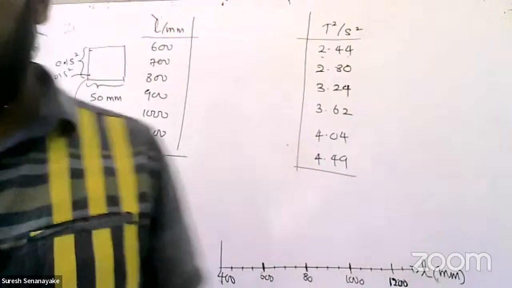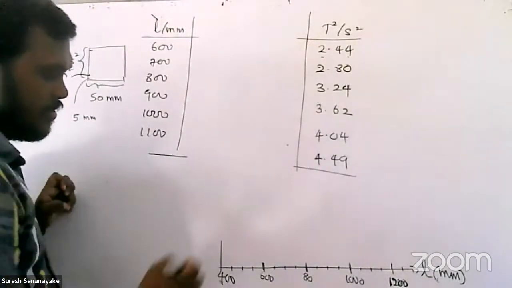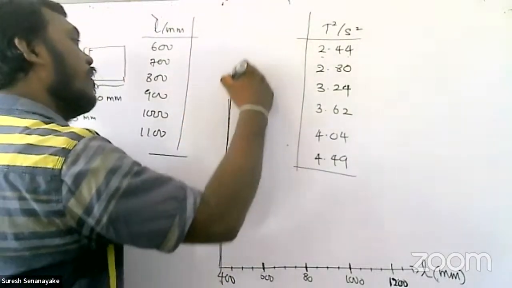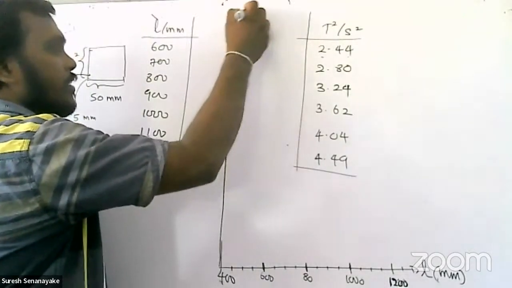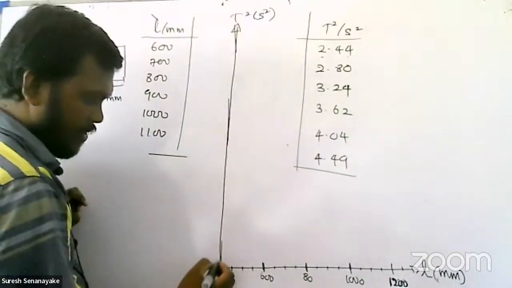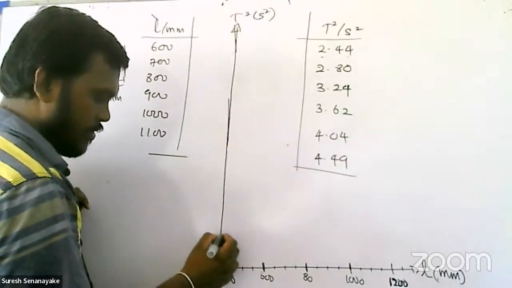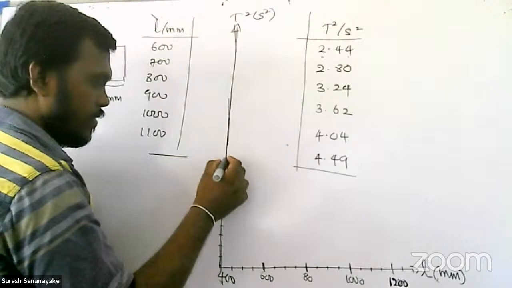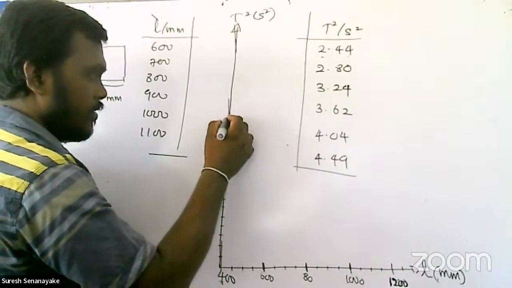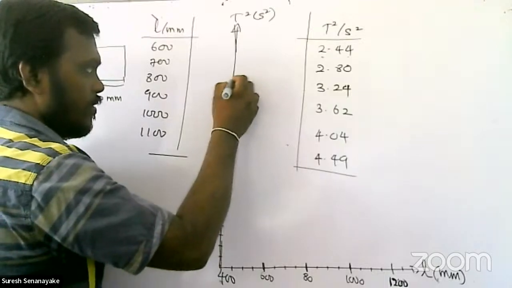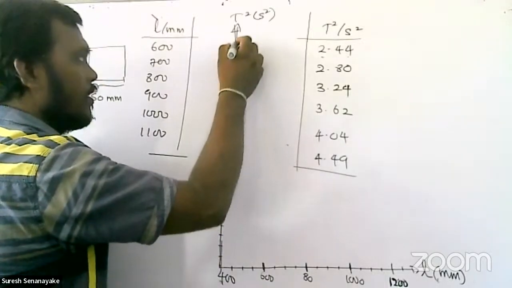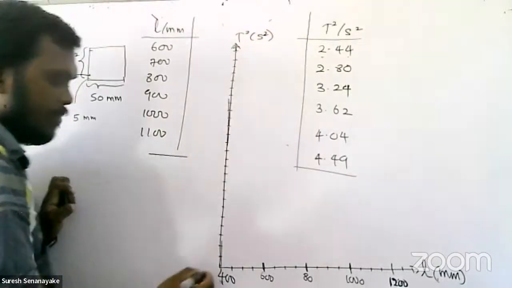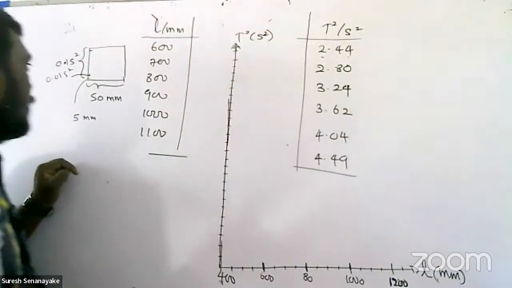If we mark it like this: 1 2 3 4 5 6 7 8 9. Then the 26 comes about here.